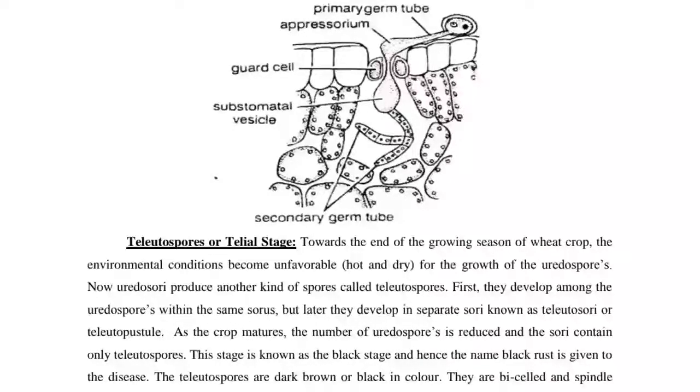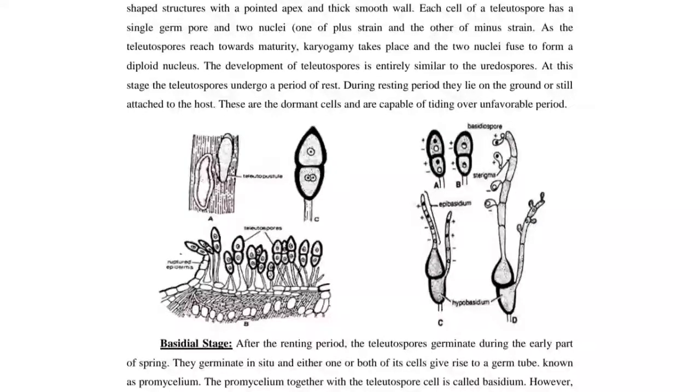The teliospores are dark brown or black in color. They are bicelled and spindle-shaped structures with a pointed apex and thick smooth wall. Each cell of a teliospore has a single germ pore and 2 nuclei, one of plus strain and the other of minus strain. As the teliospores reach maturity, karyogamy takes place and the 2 nuclei fuse to form a diploid nucleus. The development of teliospores is entirely similar to the uredospores. At this stage the teliospores undergo a period of rest.